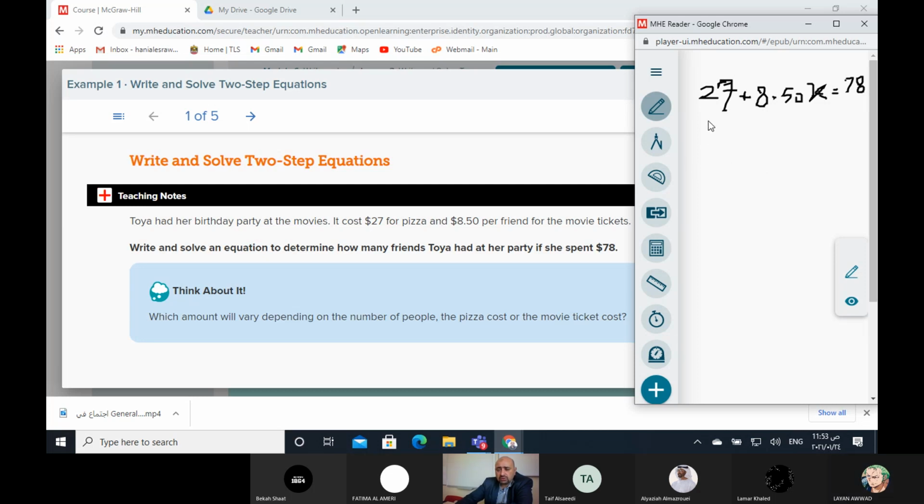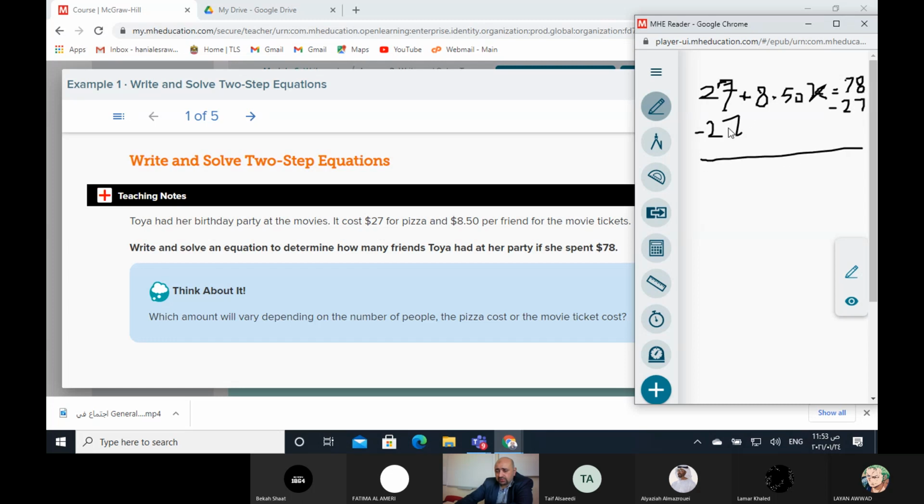Now we want to solve this equation. As you see, we have addition and we have multiplication. So here you have two operations, so we need two steps to solve this equation. But how? The first step, try to remove 27. So subtract 27 from the two sides. Minus 27 here and minus 27 here.